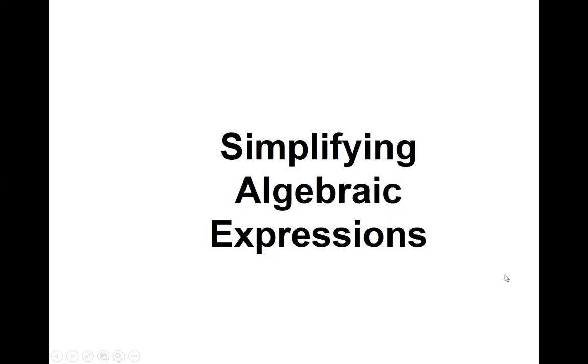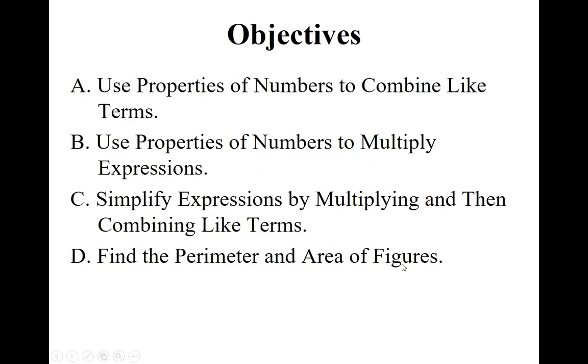The topic is simplifying algebraic expressions. And the objectives in this topic are: use properties of numbers to combine like terms, use properties of numbers to multiply expressions, simplify expressions by multiplying and then combining like terms, and find the perimeter and area of figures.